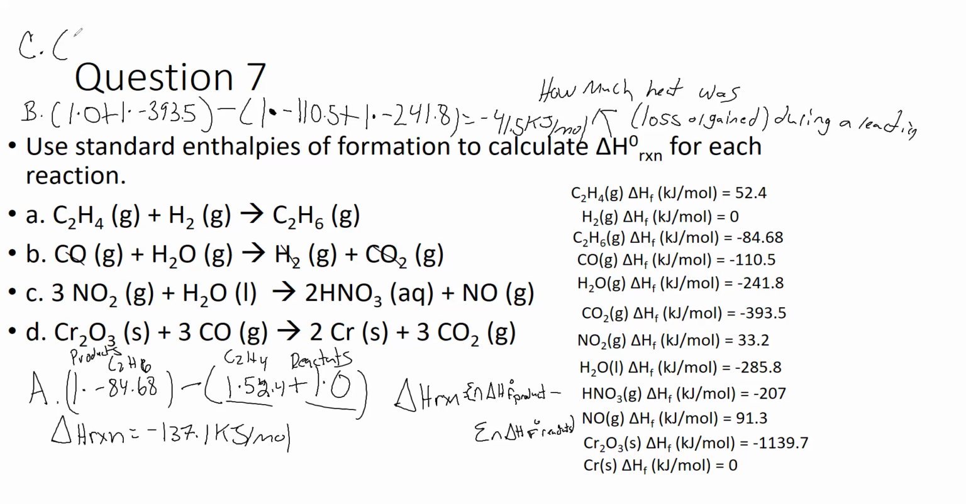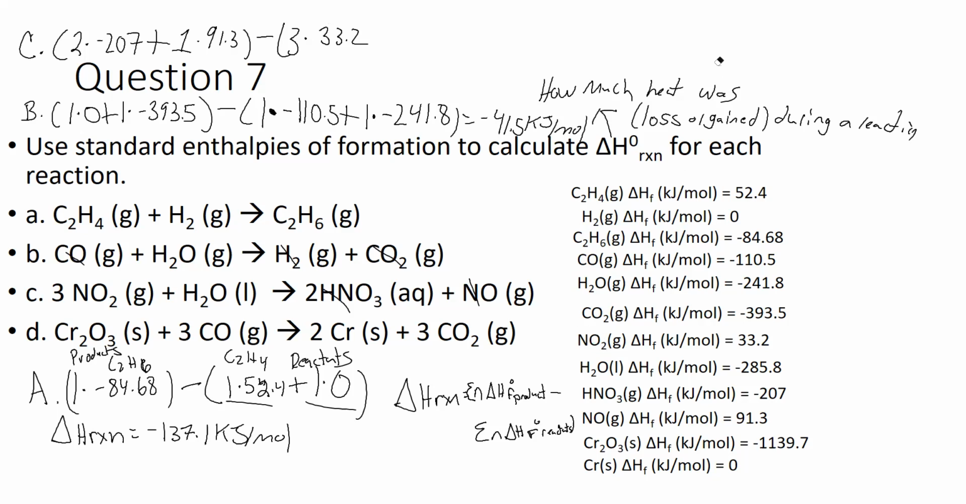C. So 2 moles of HNO3. HNO3 is negative 207. So 2 times negative 207 plus nitrogen monoxide. 1 mole of nitrogen monoxide multiplied by delta H formation, 91.3. Those are my products. So N parenthesis minus, now my other parenthesis for my reactants, 3 moles of NO2. So 3 times delta H of formation of NO2. Whoops, did not mean to put the dash there. 33.2.